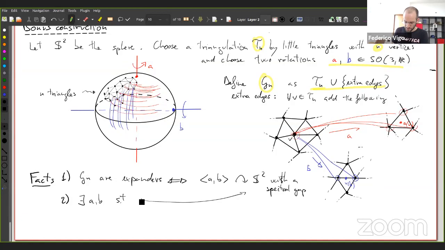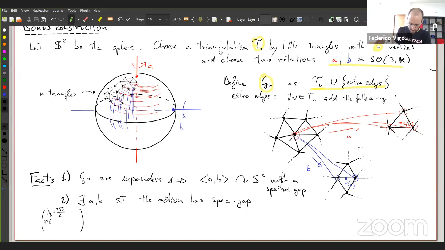For example, you can also write some very explicitly, like pick the matrix with entries 1/3, minus 2 square root 2 over 3, 2 square root 2 over 3, 1/3, and 1. This is your A, and your B will be the same rotation, but around a different axis. So this 1/3, minus 2 square root 2 over 3, 2 square root 2 over 3, 1/3.